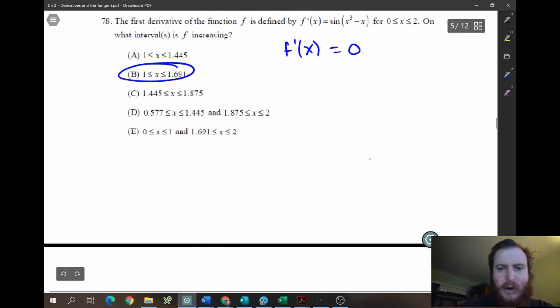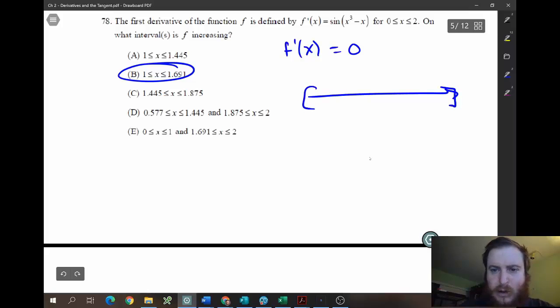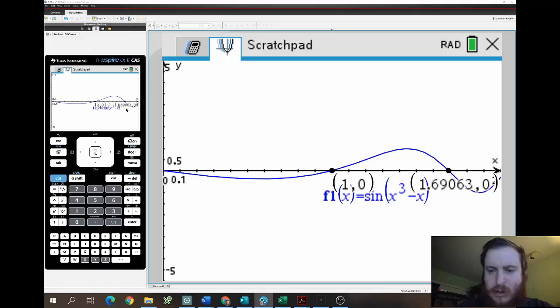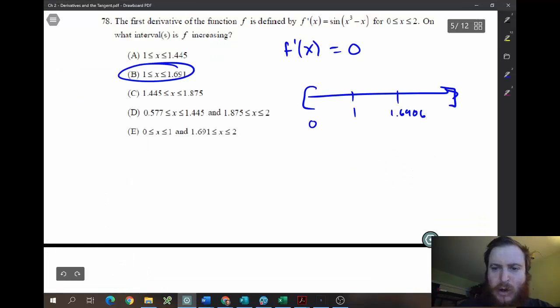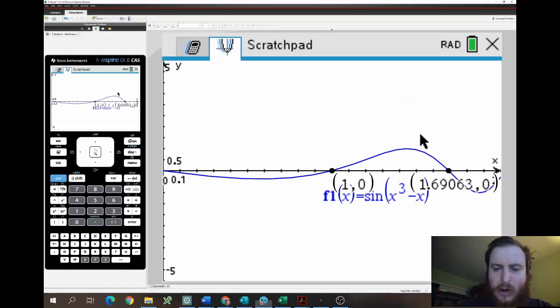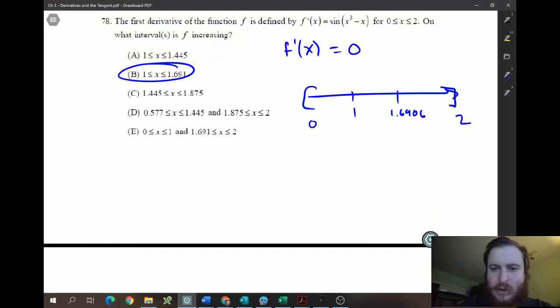And that took care of our number line analysis too, right? Like if we did a number line on this, we would have the points 1, 1.690, which is why it got rounded to 1.69, and then 2. And so our graph was below the axis, so it's negative, positive, and negative, and we label that as f prime.